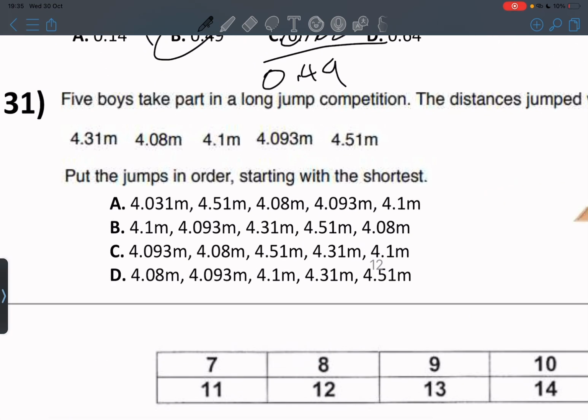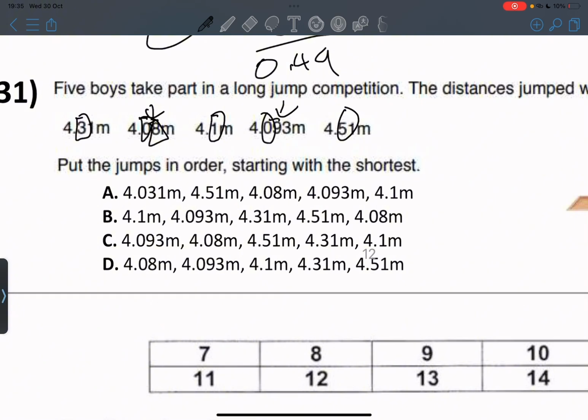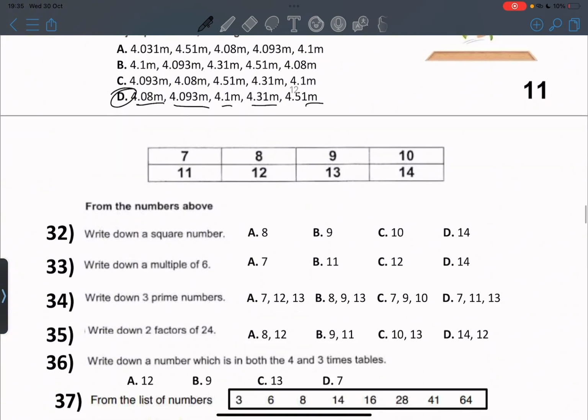If you look at this, which one's the shortest? Well, it's the ones with 0. So if you compare these and you compare their next number, 8 is smaller than 9. So this is actually the smallest. So it should be 4.08 that starts, and then 4.09 after that, then 4.1, and then that, right? Option D.